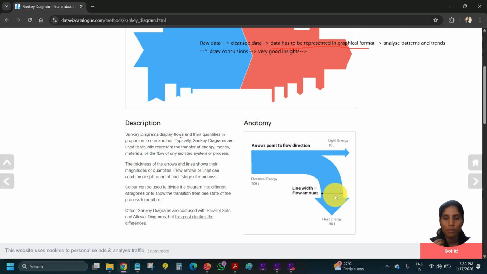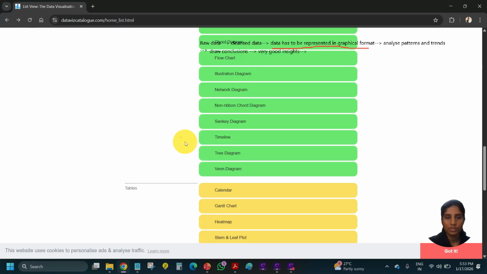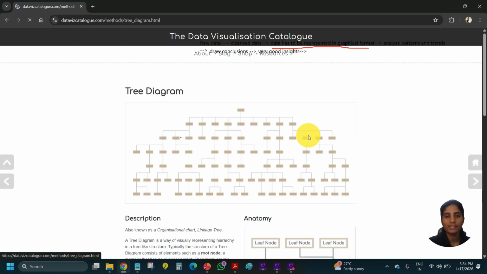So if we want to represent both the flow along with the magnitude, we will be able to represent it. These are just visual representations. No need to go in and study them in detail. Just by seeing, we will be able to conclude, okay, this is where all my expenses are going, this is where I have to do the saving. Like that, different types of conclusions we will be able to get. So this is one I wanted to tell. And next is tree diagram.